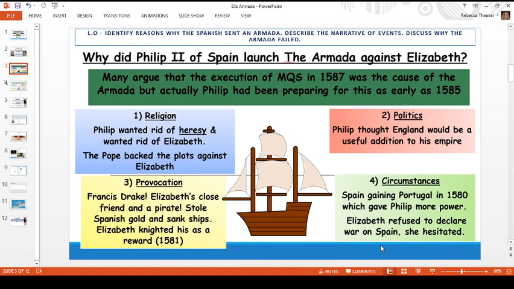Number 4, circumstances. So the Armada came at just about the right time for Philip. Spain had gained Portugal in 1580, which had given Philip even more power than he had before, because now he's got access to all of Portugal's resources and soldiers. And also, Elizabeth was refusing to declare war on Spain. As I've just mentioned, she continually irritated, provoked, goaded Philip, but never actually declared war herself. So this made Philip feel like, right, the time is right. If she was strong enough, she would declare war on me, but she's not, so I'm going to declare war on her and we'll win. Well, at least that's what he thought.